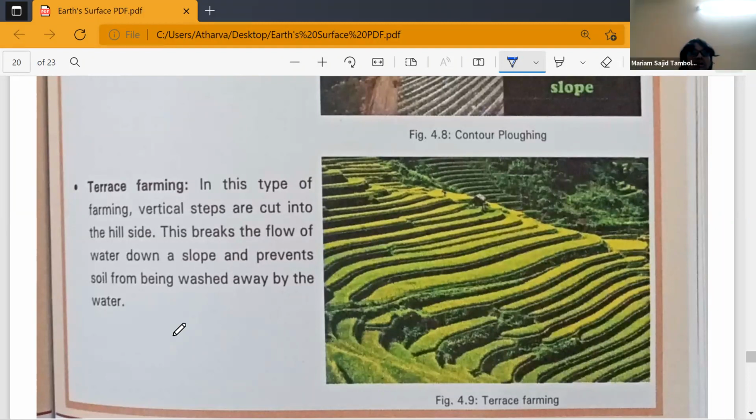Now, ma'am, I have been to a lot of these farms. You had seen them? Yes, ma'am, a lot of them. How was your experience, Mariam? Ma'am, very pleasant. Very pleasant, isn't it? It looks very beautiful, isn't it? Yes, ma'am. When you see how it is cut down vertically, the steps.